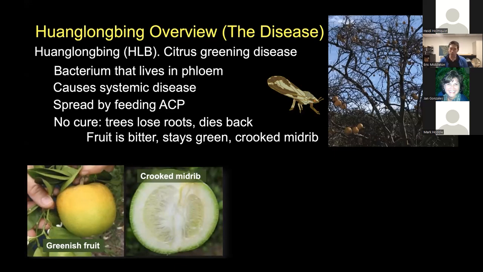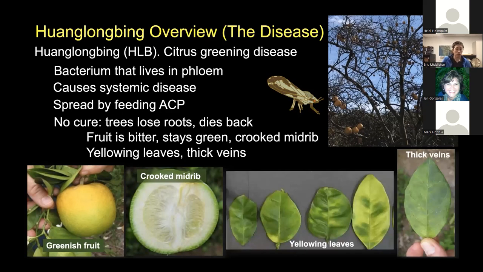They often have a crooked midrib, so the interior of the fruit will be a little bit distorted. The seeds will be distorted and won't be as viable. And then you'll also get a yellowing of the leaves and thicker veins. When you have yellowing leaves, it tends to be asymmetrical in how it appears on the plant, as opposed to the more symmetrical patterns that can be seen from nutrient deficiencies like zinc deficiency.